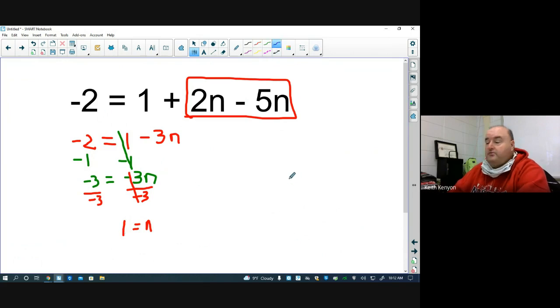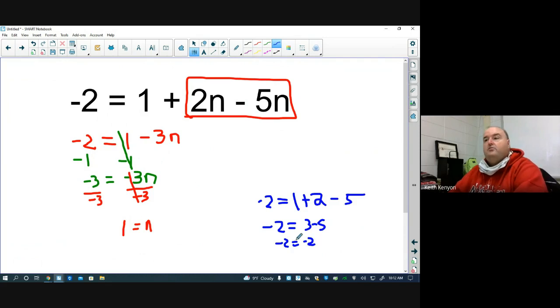Now I'm going to plug it back in and see if I'm right. You make mistakes, so let's see if I got it right. 2 times 1 will be 2, so I'm just going to put that in like this. And then 5 times 1 is 5, so this will be -5. So -2 is still -2. 1 plus 2 is 3. And 3 minus 5 is going to end up being -2. So I've done this one correctly, and I can move on to the next one.